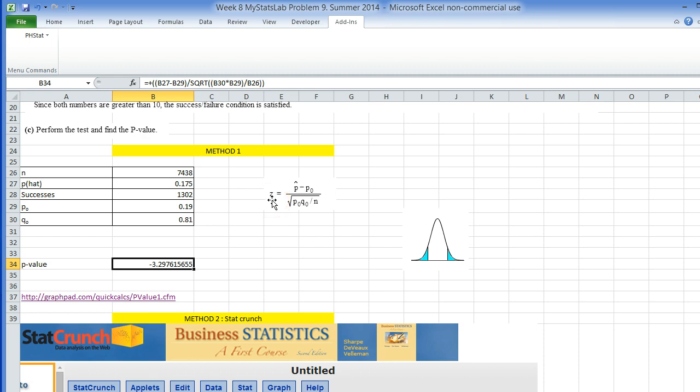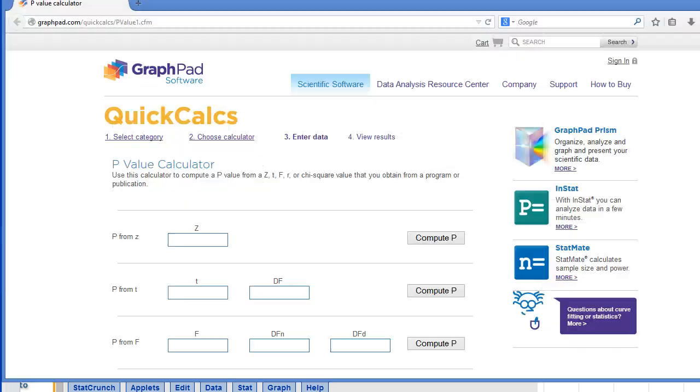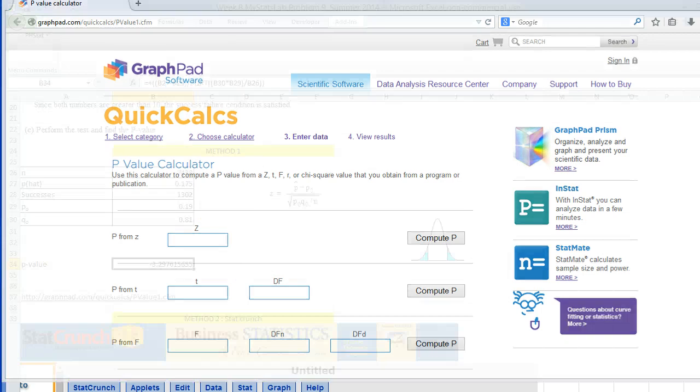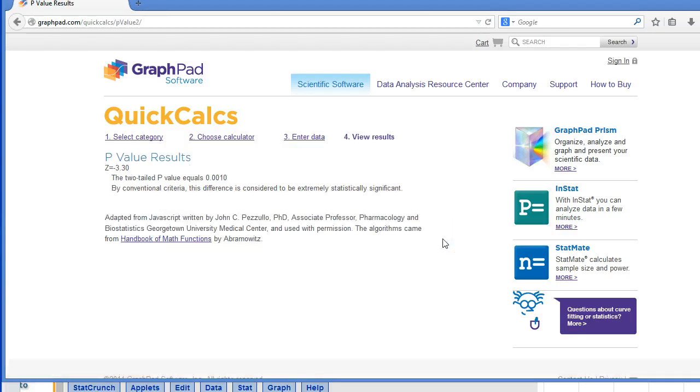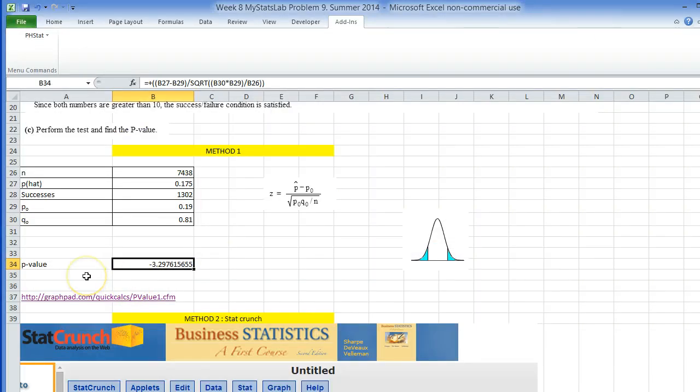Now, once I've found a value for z by using this equation, then this website here allows you to plug the value in, and the value is minus 3.30, and you hit compute p and it spits out the corresponding p value for a two-tailed test, and therefore it allows you to, as simple as that, know what the p value is.